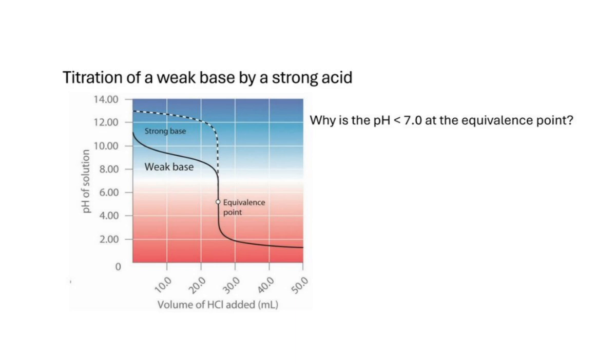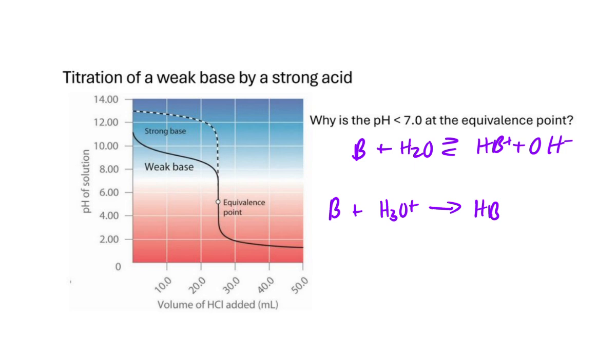Okay, so if we take a base, weak base, we'll call it B, and we have it in solution. Okay, it's going to have this equilibrium, B plus H2O, in equilibrium with HB plus and OH minus. So when we add strong acid to this solution, the base is going to react with the strong acid, going to react completely, reaction arrow, to form HB plus and H2O. Okay.